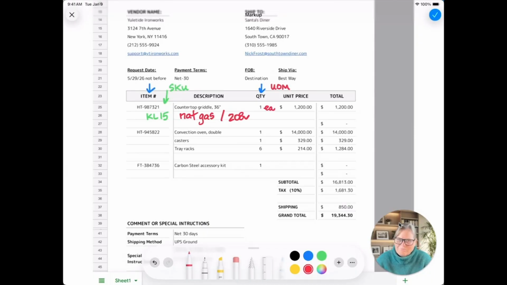You would usually never say a case if you're talking about a big piece of equipment. You might say a case if you're ordering bowls or tumblers or something, but not a griddle. But you have to have that in there. You have to have a unit of measure. You don't want to make the vendor guess. The vendor doesn't have a magic 8 ball to know what you're ordering.